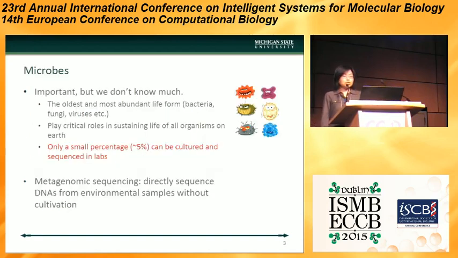You all know microbes. Good germs help us digest food. Bad germs cause disease. So they are the oldest life form on Earth, and they live everywhere. However, our understanding about microbes is very limited, partly because only a very small percentage of them can be cultured and sequenced in labs. Fortunately, with the development of metagenomic technology and next-generation sequencing technology, people are able to sequence the DNA contents from environmental samples without cultivation. So now scientists can study both the culturable and the non-culturable species in a more comprehensive way.